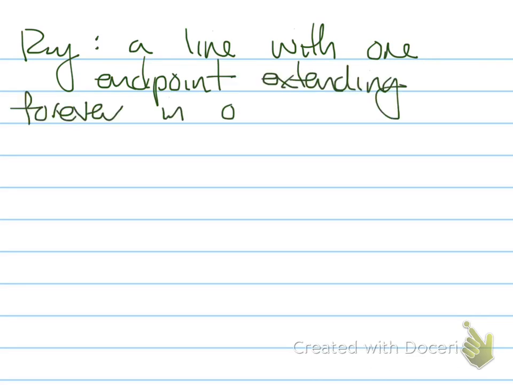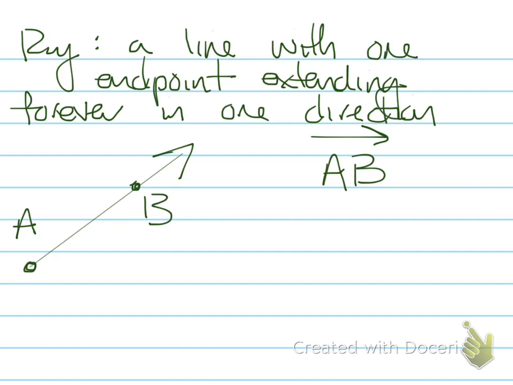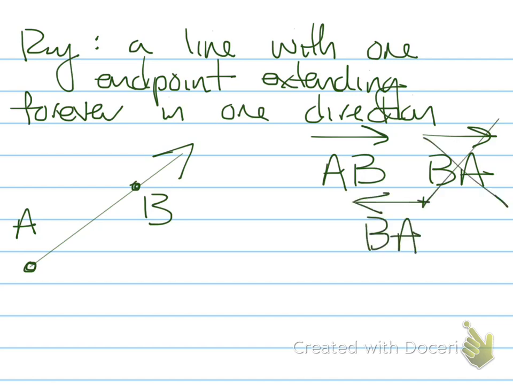A ray is a line with 1 endpoint extending forever in one direction. The way that you would name this ray is ray AB. So you would have an arrow. The arrow is always pointing to the right. And whenever you're naming the ray, the first letter should be the endpoint. You cannot name this ray ray BA. That would be incorrect. You also cannot name this ray ray BA and then have the arrow pointing to the left. You can use the word ray and then start with the endpoint of the ray and then another point on the ray.